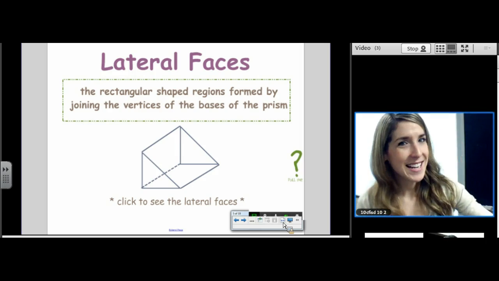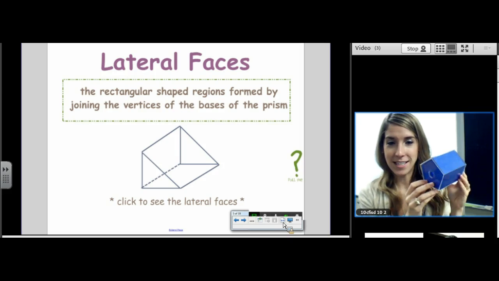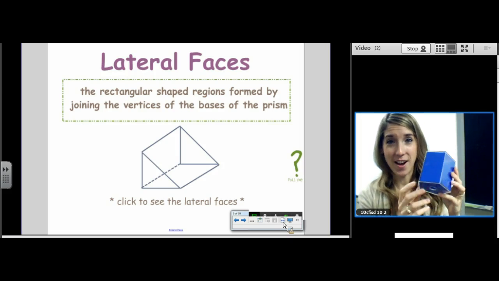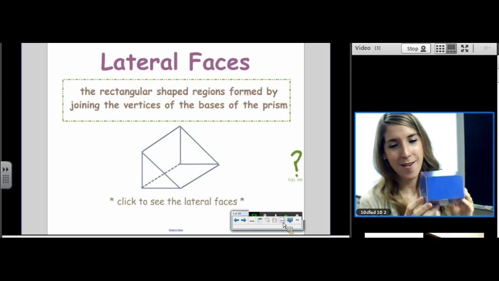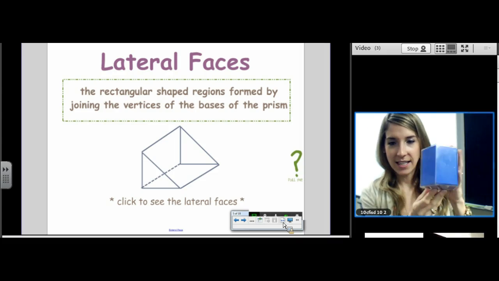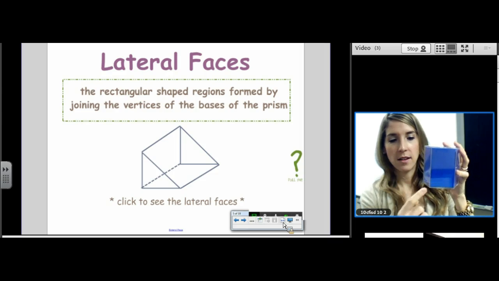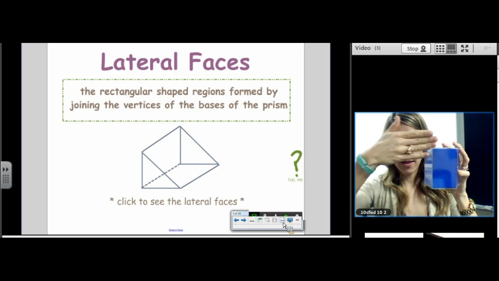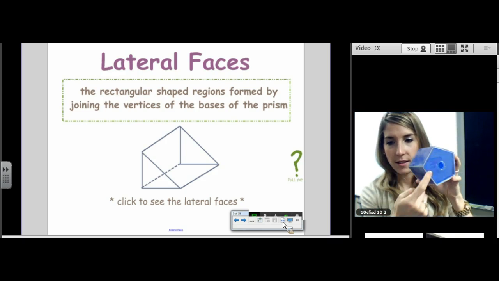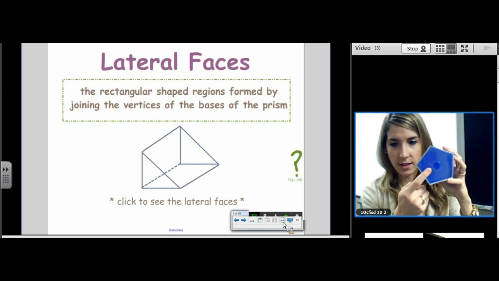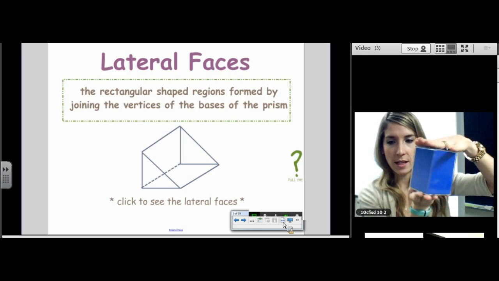The lateral faces technically, though, are the rectangular shaped regions formed by joining the vertices of the bases of the prism. Yeah, I know. It's a lot of words. All we're saying is that the lateral faces are whatever connects the vertices of the base. So like this rectangle is a lateral face. This is not a lateral face because it's the base. So the lateral faces are whatever connects the base to the base.